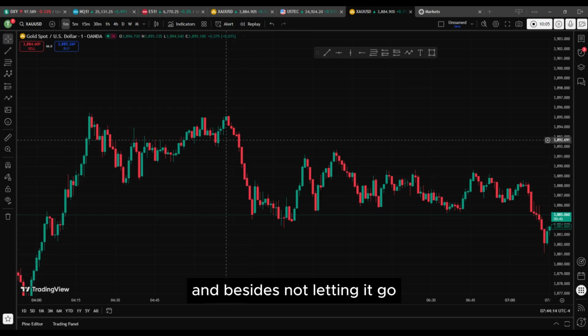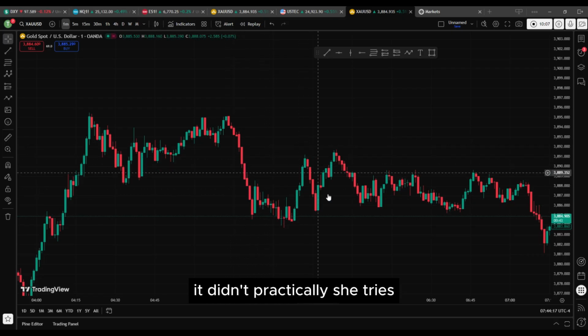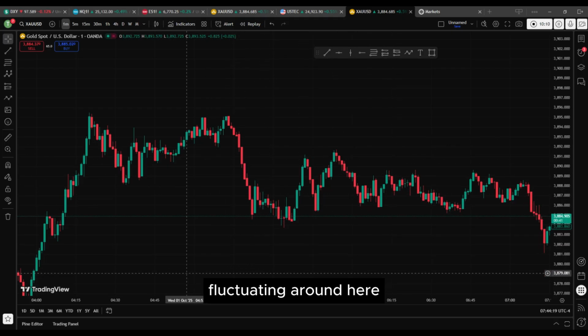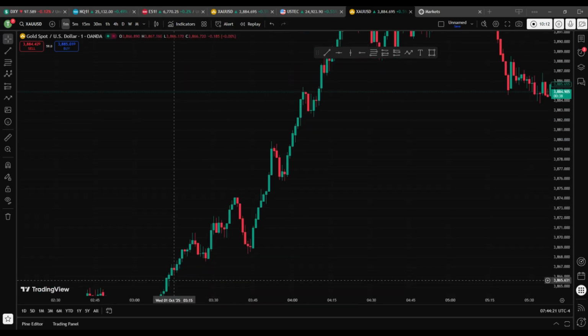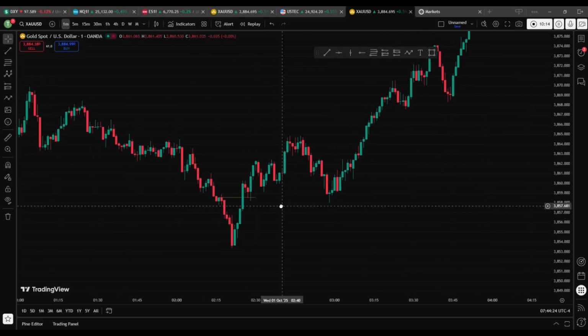And besides letting that go, you see, price keeps repeating, fluctuating around here. Let's look somewhere else on the chart.